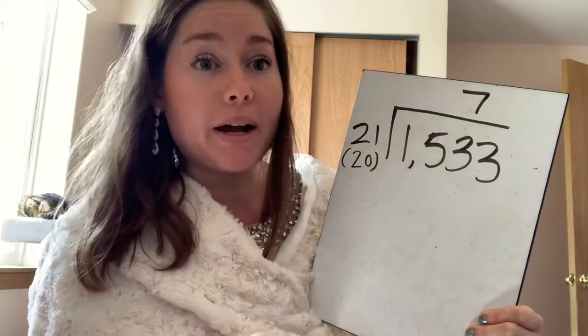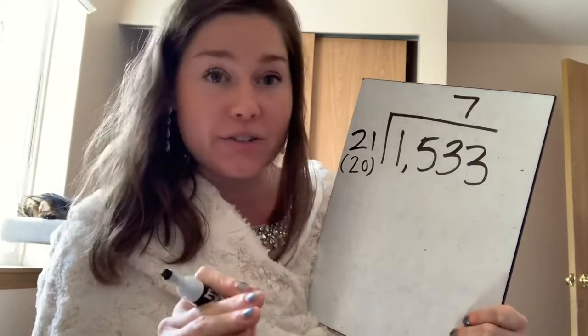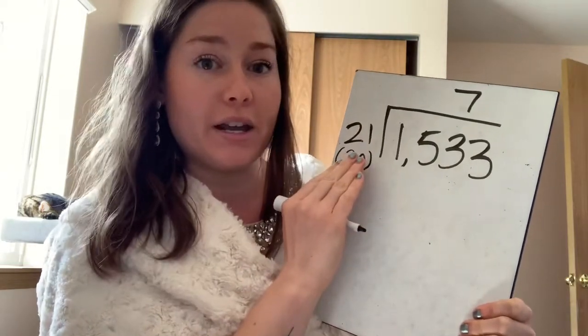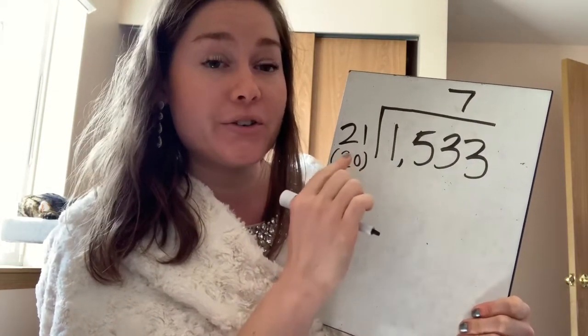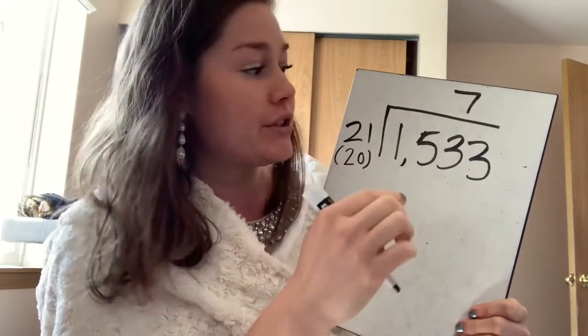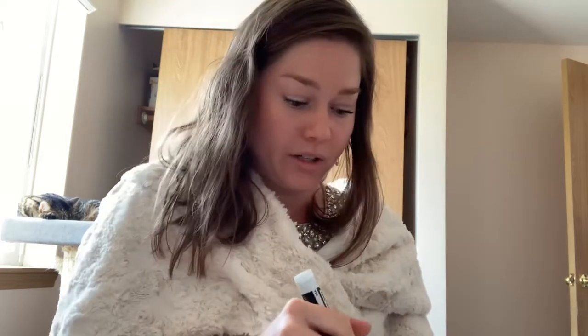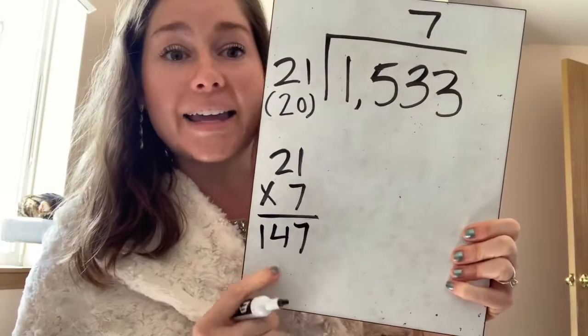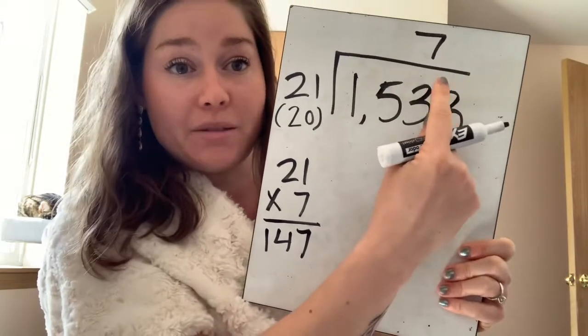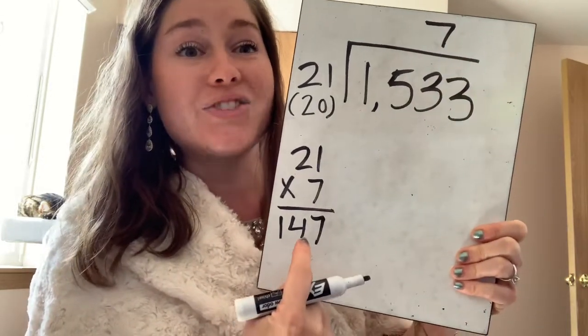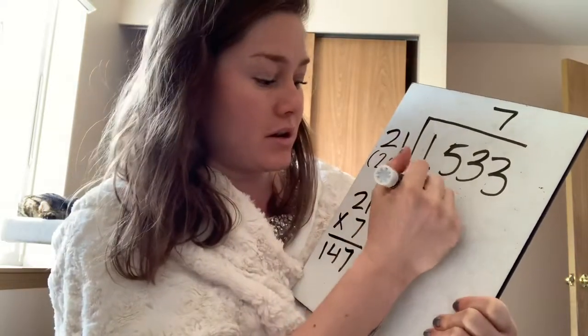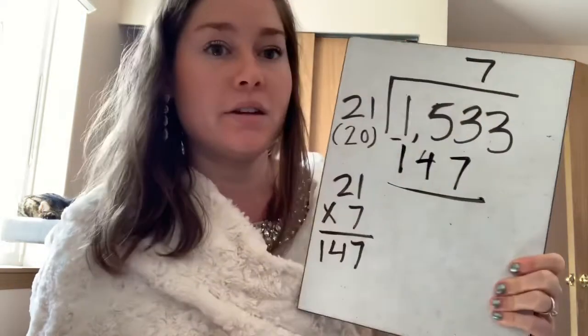So this is the tricky part: now I need to get the exact answer. I'm going to ignore that 20, and I'm going to use my exact divisor, 21, to do the rest of the math. So I divided, now I multiply 21 times 7. So 21 times 7, 7 times 1 is 7, 7 times 2 is 14. So I end up with 147. I can tell that this is the correct estimate because 147 is just under 153 and does not go over it. So then I continue like normal.